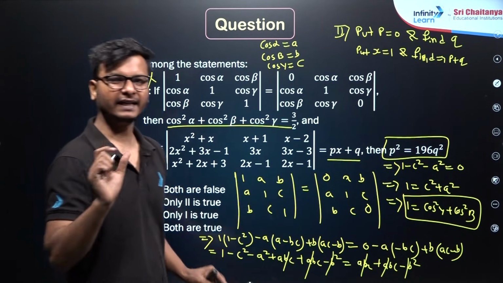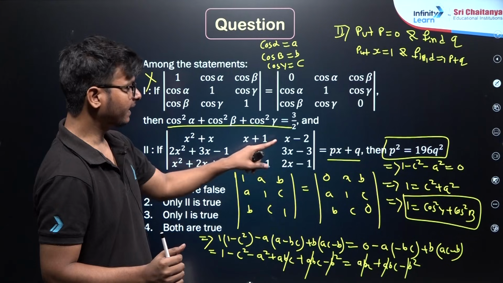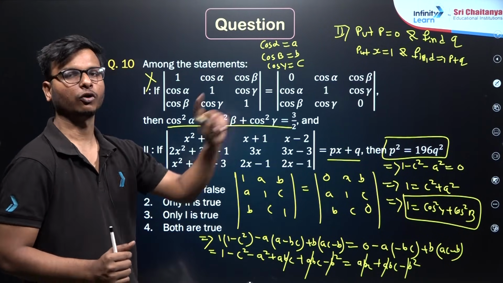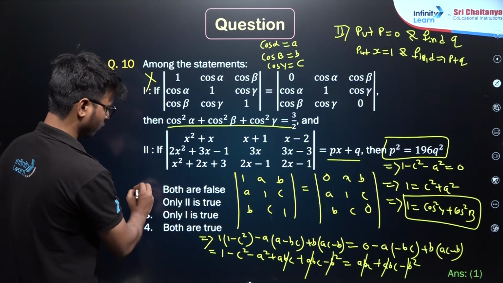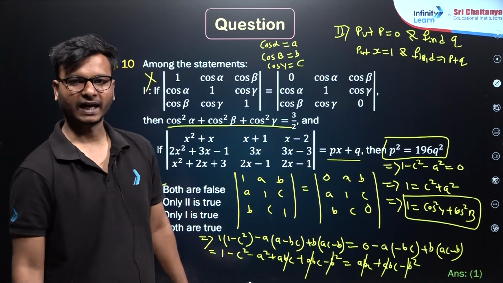Just very easy, simple steps, okay? And at the end you are going to get that this statement is also not true, it is going to be false, okay? Because the answer is given as a, meaning both are false. Clear? As simple as that.